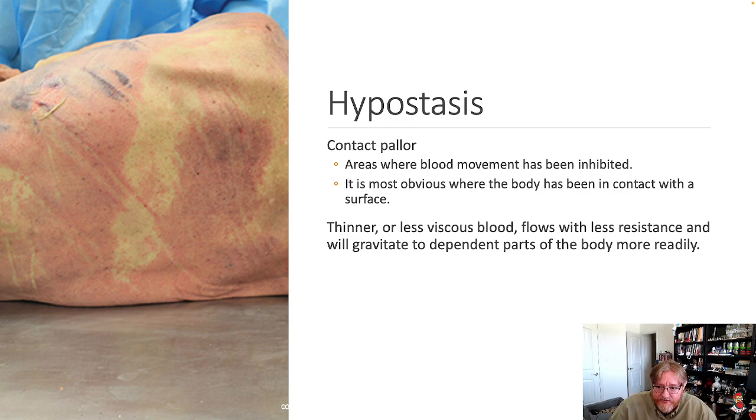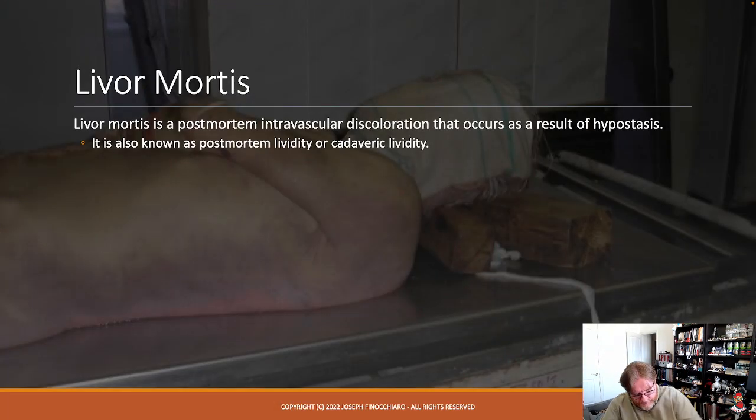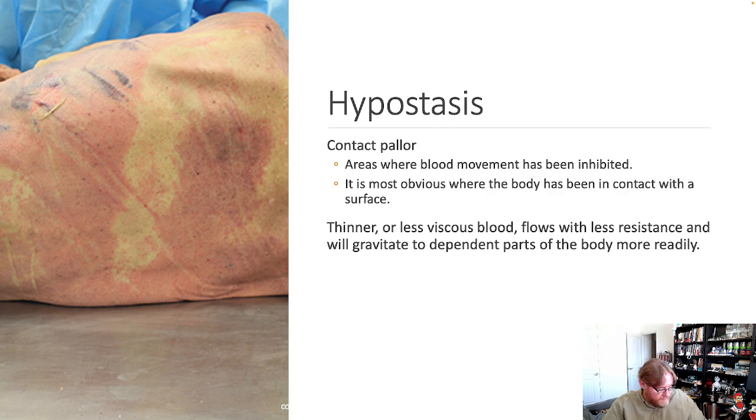Livor mortis can result, or hypostasis can result, in contact pallor, in areas where blood movement has been inhibited. It is most obvious when the body has been in contact with a surface. So if you look at the photograph here, and these photographs come directly from your textbook, what you're going to see is me not having the pen set up appropriately. Let's get that taken care of.